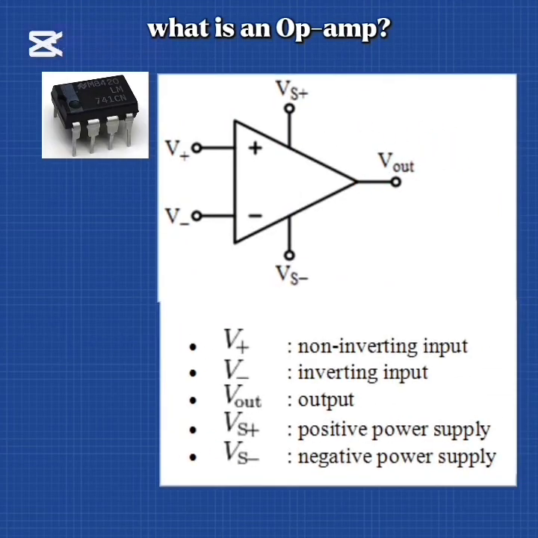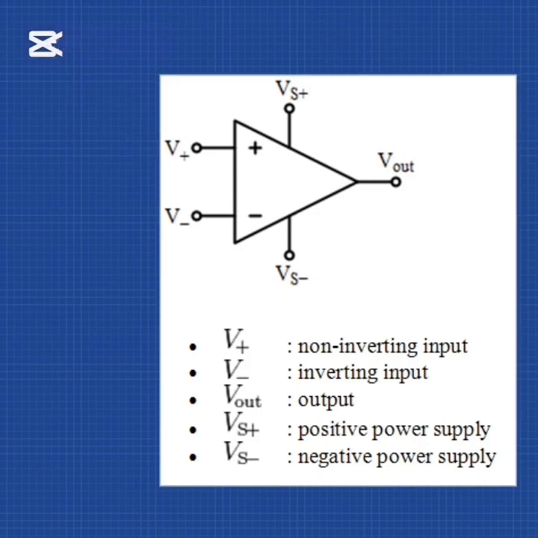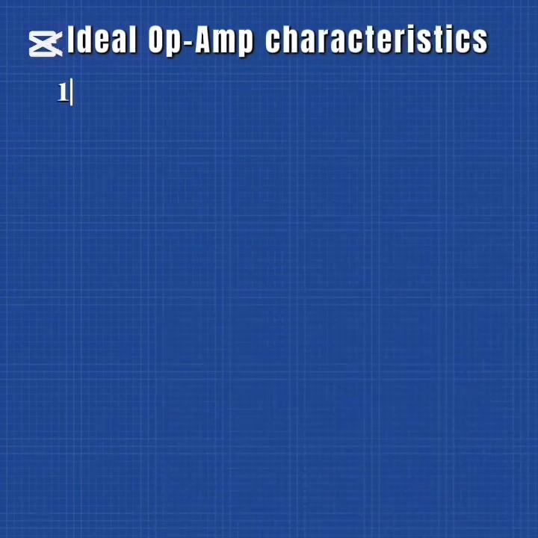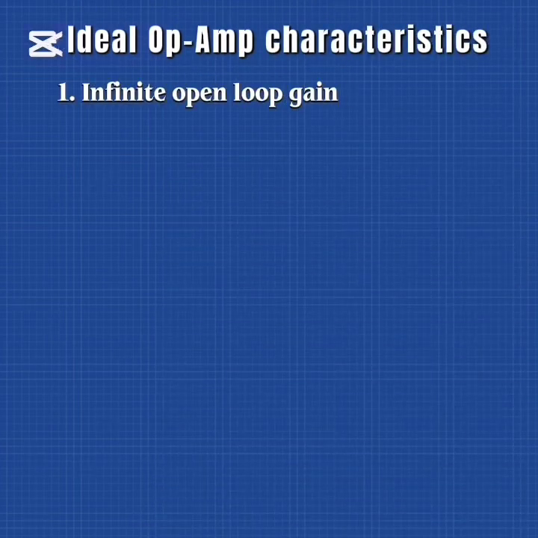The key idea is simple. The op-amp amplifies the difference between these two input voltages. Ideal op-amp characteristics. To understand op-amps easily, we often start with the ideal op-amp model, which assumes the following. 1. Infinite open loop gain. That means the op-amp amplifies the difference between its two inputs by an extremely large amount.